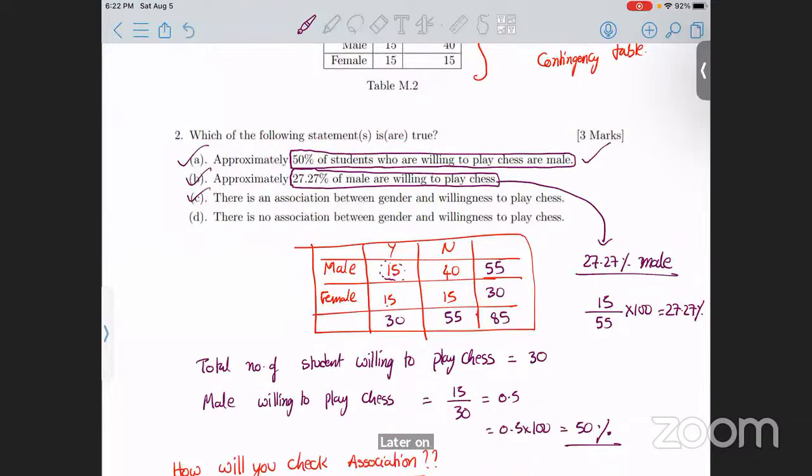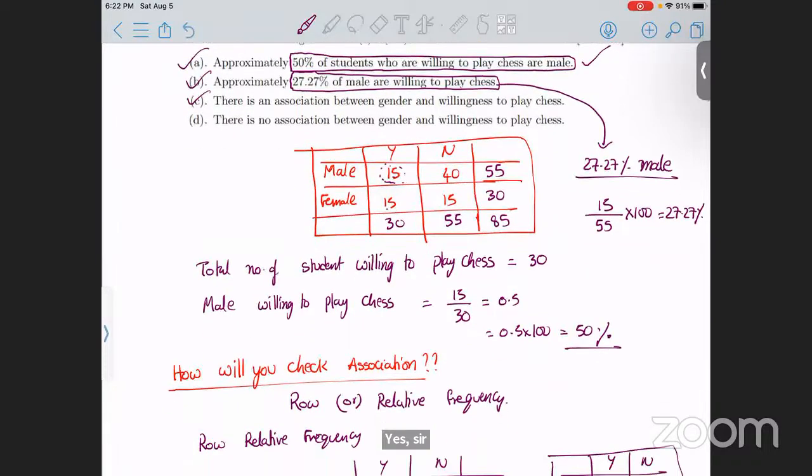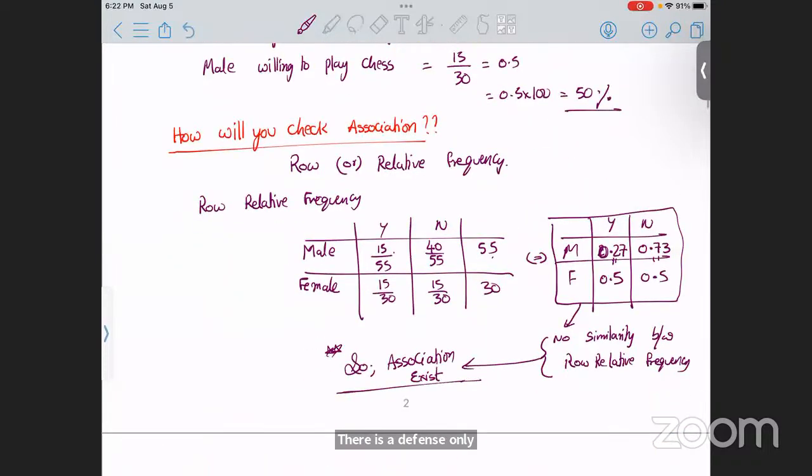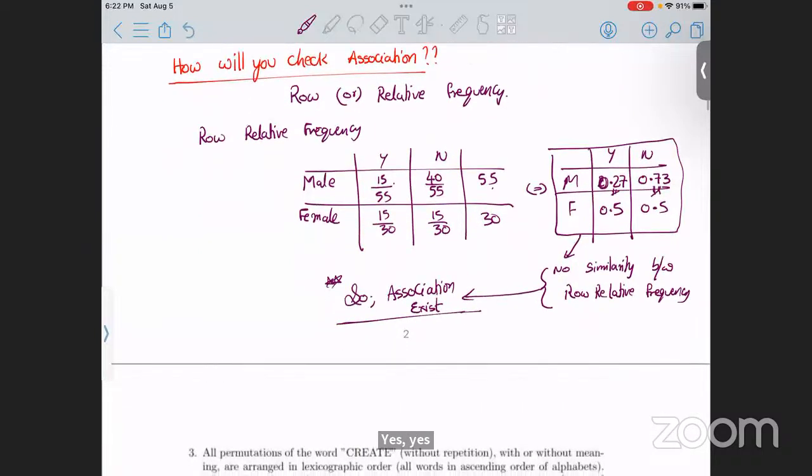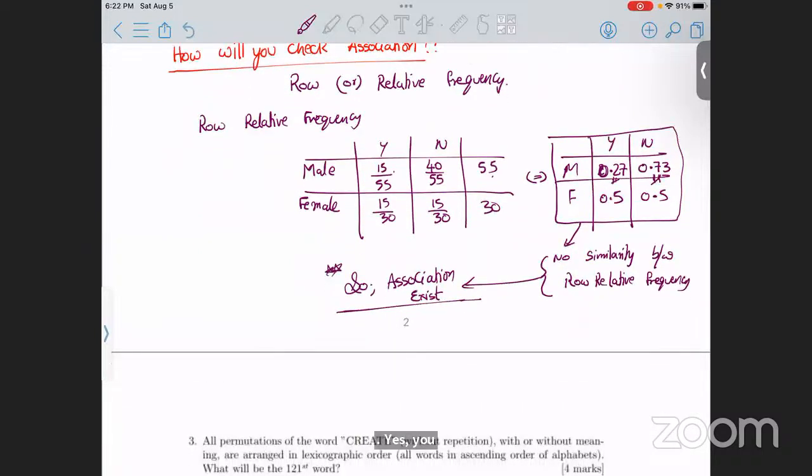If there is a difference, only then does association exist. They are different: 0.27 is not equal to 0.5, and 0.73 is not equal to 0.5. If they were the same in the ratio, it would not be association. That's why I wrote no similarity.